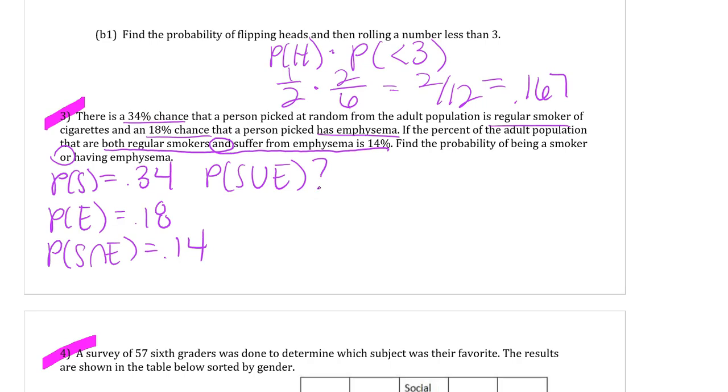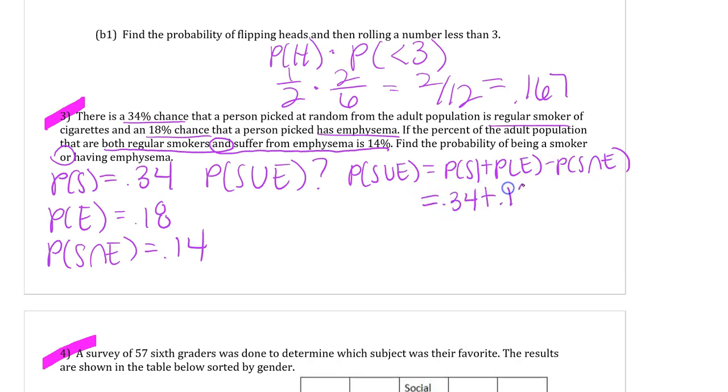Okay, they gave you all of the pieces for the OR formula. So you need to know the probability of S or E is the probability of S plus the probability of E, take away the overlaps. That's the AND. At this point, I just plug in my info. This is the overlap, because you don't want to count these people twice, and that's where you get 0.38. So there's a 38% chance that you're going to have a person who is a smoker or has emphysema.